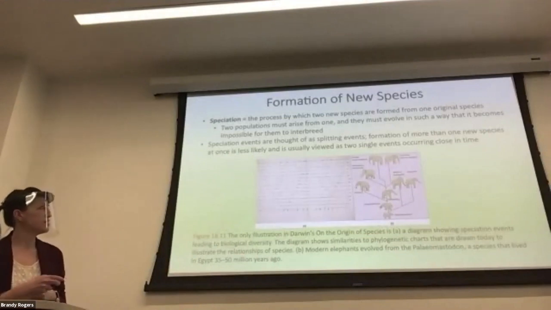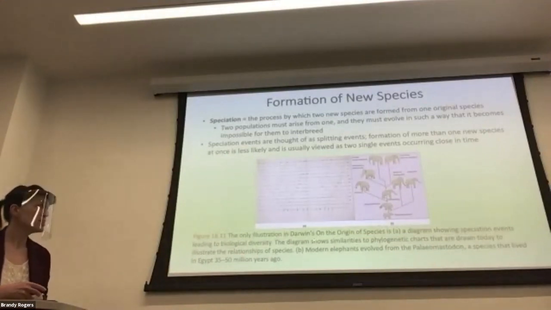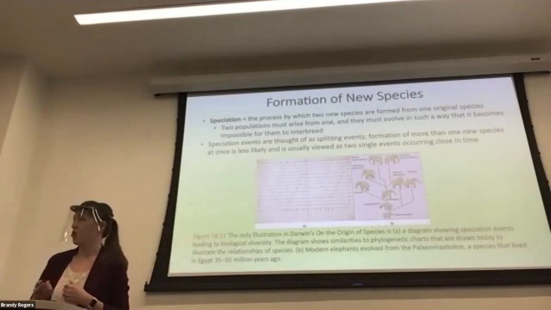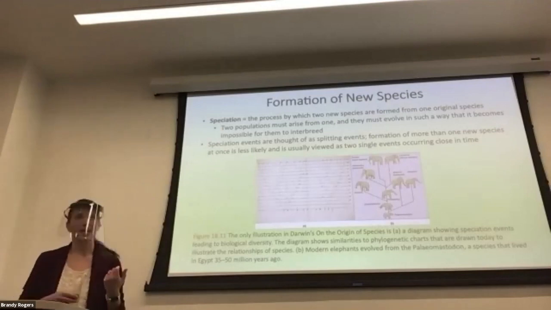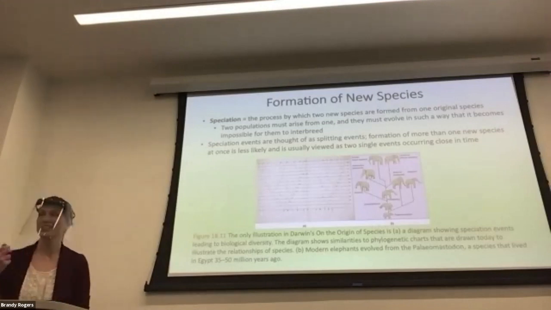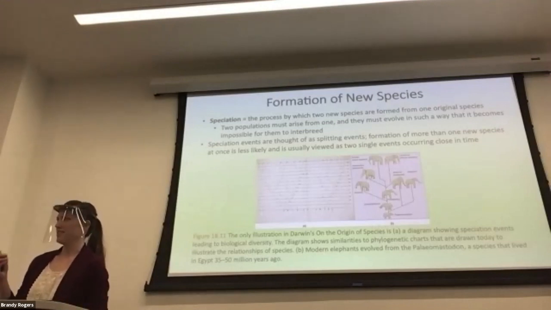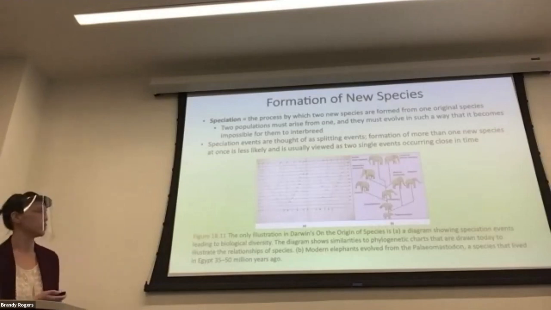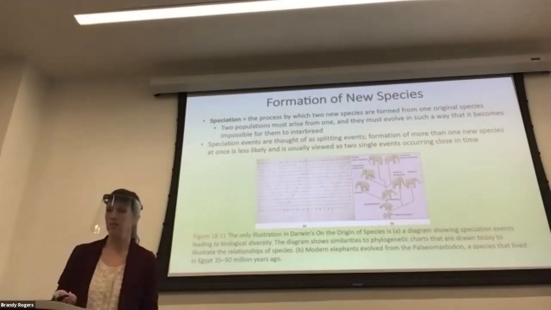Interesting note, this is a drawing from Darwin's book on the origin of species, and it's the only illustration in the whole book. And it's like the first phylogenetic tree that was ever drawn. And it was really him just hypothesizing, this might happen this way, this way, this way. So that's kind of cool. It's just a picture from your book, but it bears mentioning.